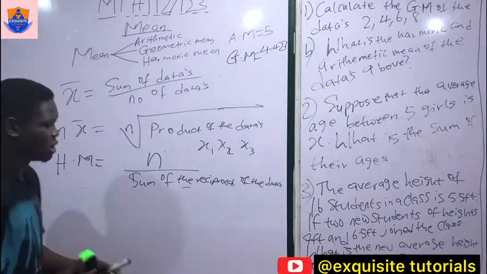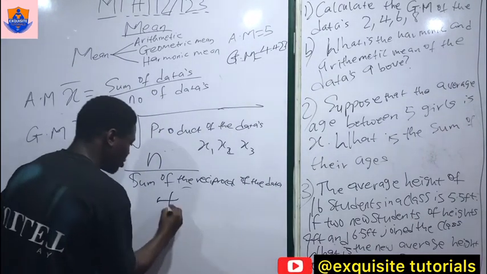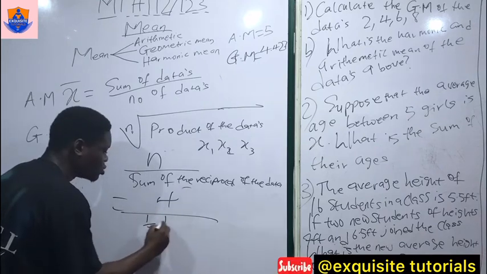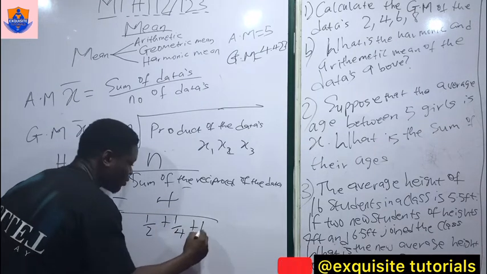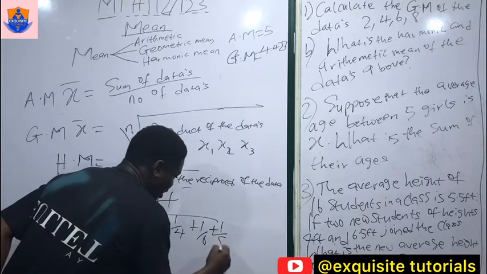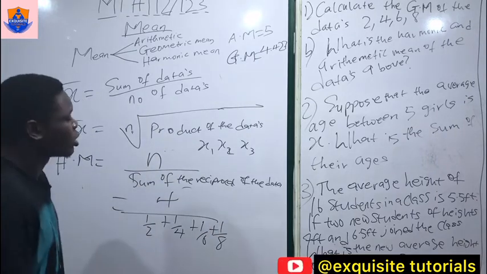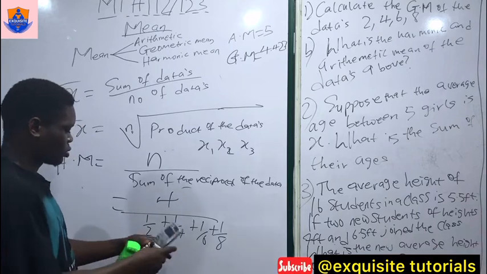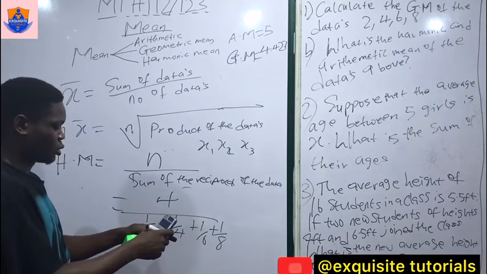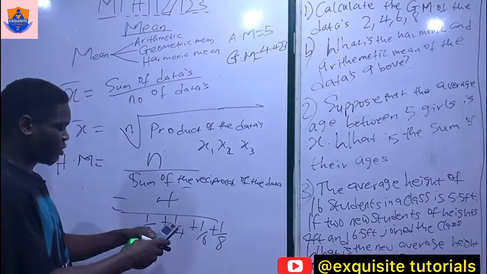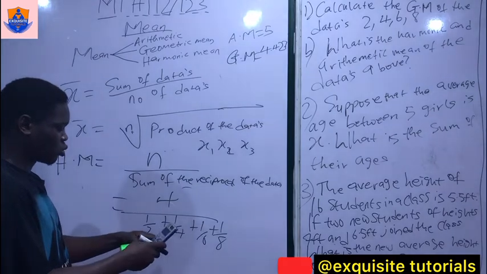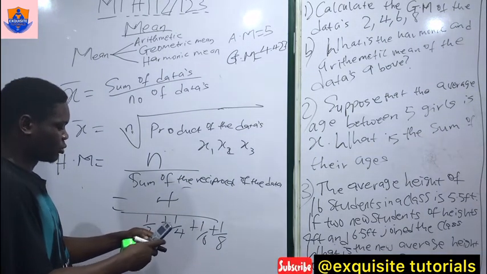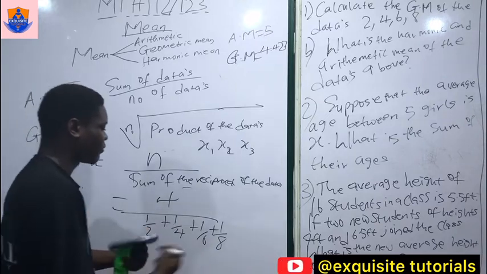There are 4 data there, so I'll be dividing 4 by the sum of the reciprocals of 2, which is 1 over 2 plus 1 over 4 plus 1 over 6 plus 1 over 8. So you can now use your calculator to type 1 over 2 plus 1 over 4 plus 1 over 6 plus 1 over 8. This will give you 25.